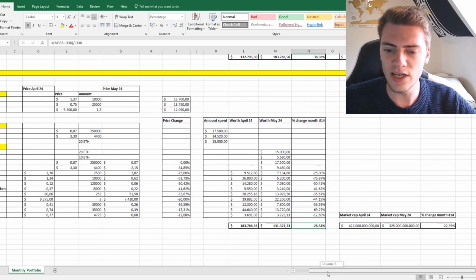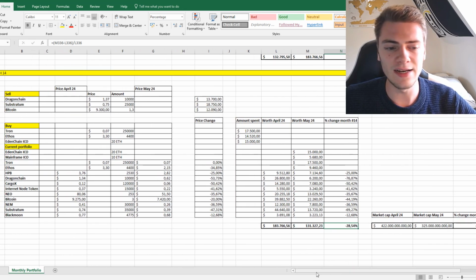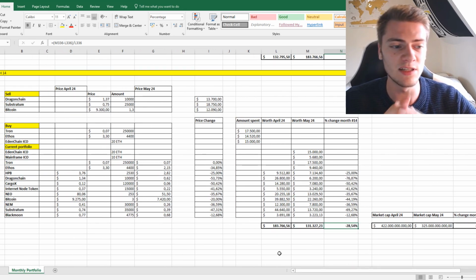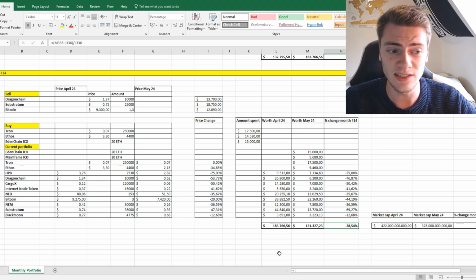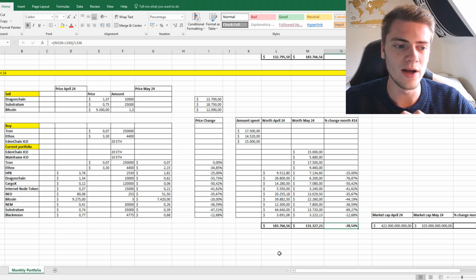So that is the monthly update for this month. I hope that next month is a little better. I hope Eden Chain will go to the exchanges, and I hope to get some profits that way, to hopefully have a green month again, and hopefully we don't go even lower than we are right now in cryptocurrencies.